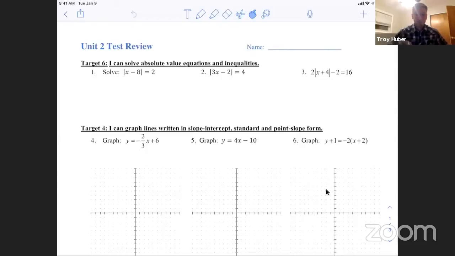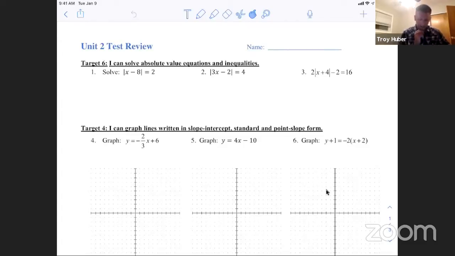All right, so I'm going to go ahead and share my screen. And this might not be the exact review that your teacher gave you because we have quite a few Algebra 2 teachers. It might look a little different. However, it is the same type of problems. And this one specifically follows the format of your test. So I chose to look at this review today.